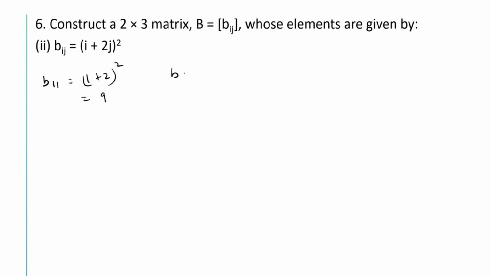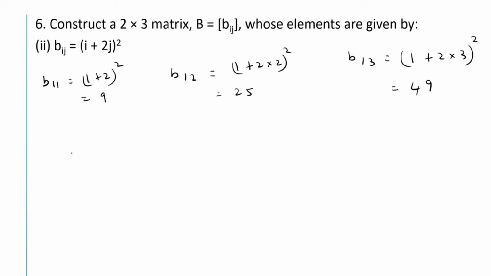Then the element in the first row, second column is B12. So i is 1, j is 2. So (1 plus 4) the whole square is 5 square. It is 25. Then the element in the first row, third column will be B13. i is 1, j is 3. So it is (1 plus 6) the whole square, 7 square, that is 49.